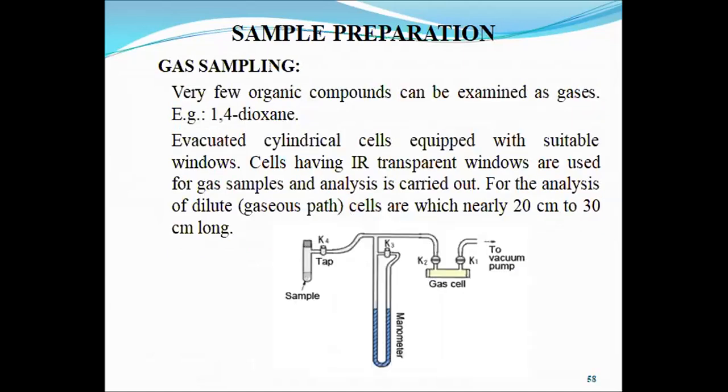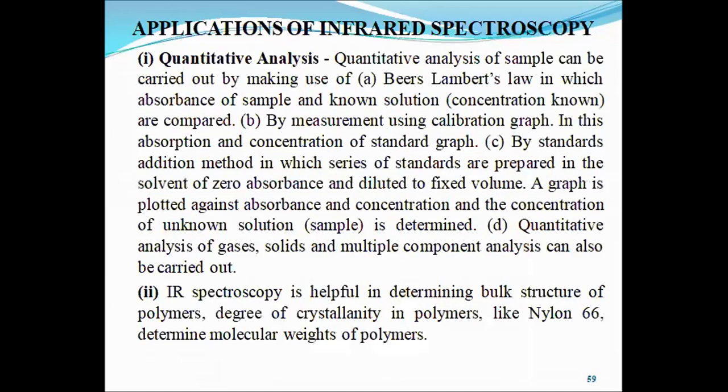If we need to opt for gas sampling, which is not very common, very few organic compounds can be examined as gases. One example is 1,4-dioxane. Evacuated cylindrical cells equipped with suitable windows are used for gas sampling, as shown in the figure. Now, this was about the instrumentation part of IR spectroscopy.